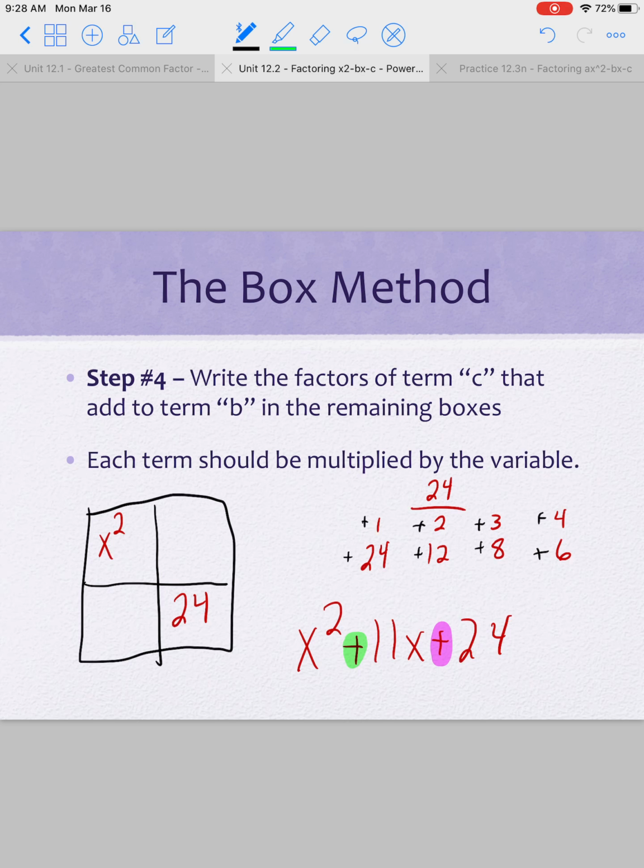And I'm looking for the ones that add up to equal this middle term. And so I'm looking for the ones that add up to 11. Well, this is 25. This is 14. That's 11. That's 10. The factors of 24 that add up to 11 are 3x and 8x. All right. So there's step 4. We filled that part in.